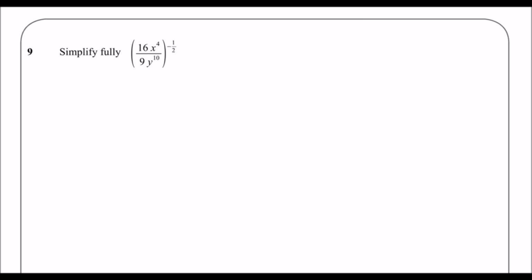Question 9, simplify fully. So we've got 16x to the power of 4 divided by 9y to the power of 10, and that's all to the power of minus a half. So the power of a half means square root, and a negative in the power means flip. It's the reciprocal. So flip it over. So we need to square root it and flip it.